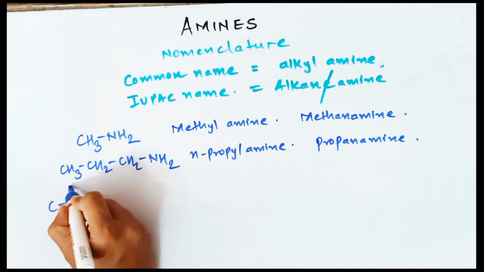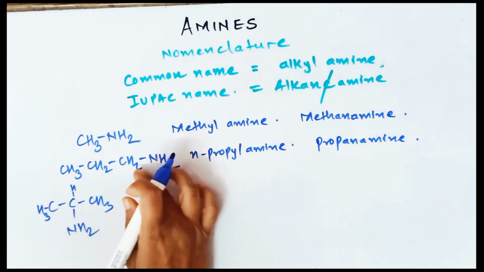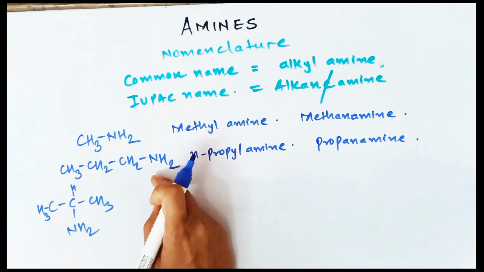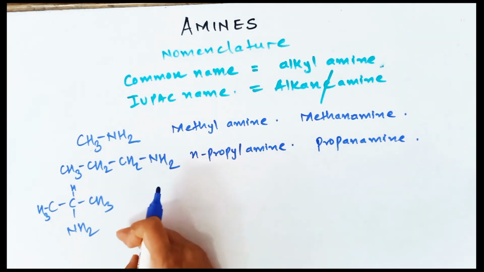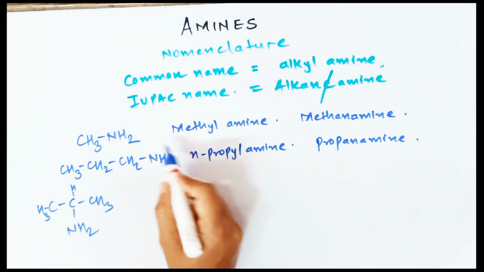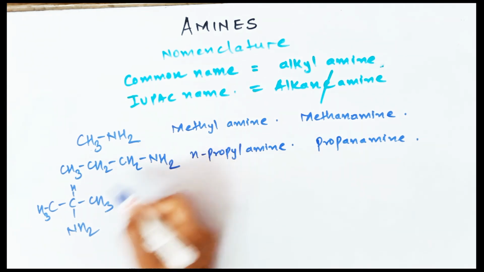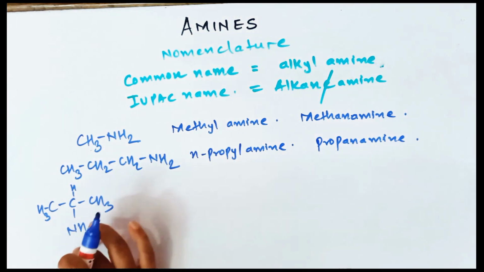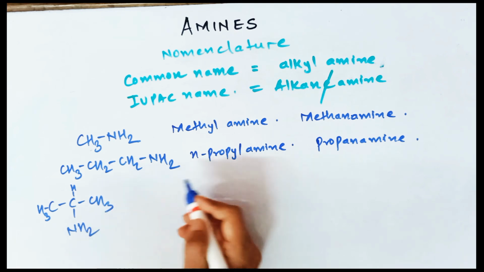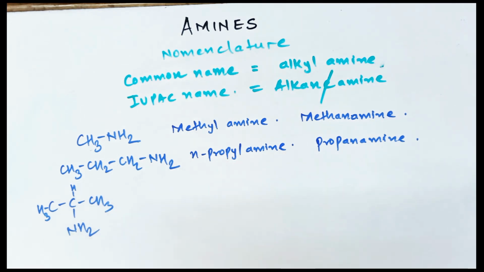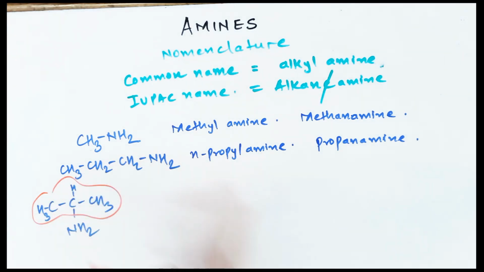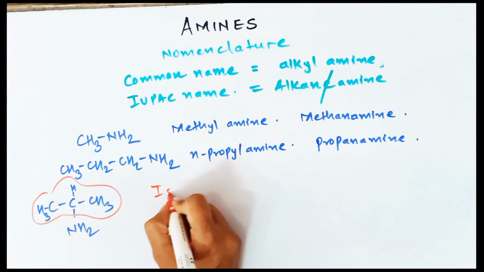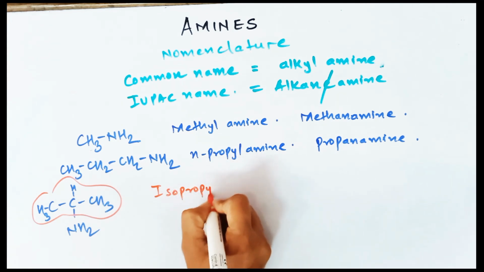Let's number 1, 2, 3. Look at this next compound, which is an isomer of the previous compound. It can be called a position isomer, sorry, not a chain isomer, because we can see that the position of the amino group has changed from position number 1 to position number 2. This kind of group, we all know, is called isopropyl. This complete thing is going to be an isopropyl group. So we can call it isopropyl amine.